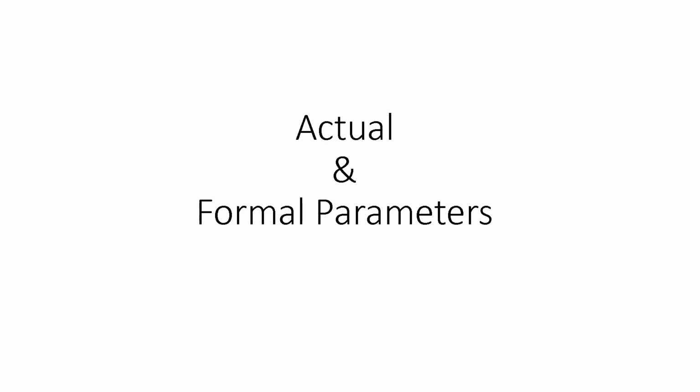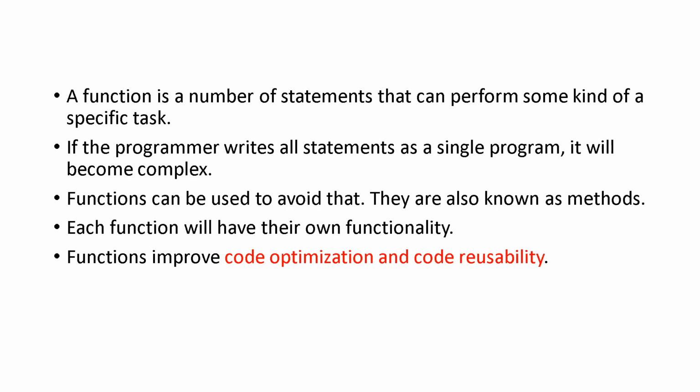Today let's discuss what are actual and formal parameters. The difference between actual and formal parameters is a common question for examinations. So let's see. We know what a function is. The main use of a function is code optimization and code reusability.